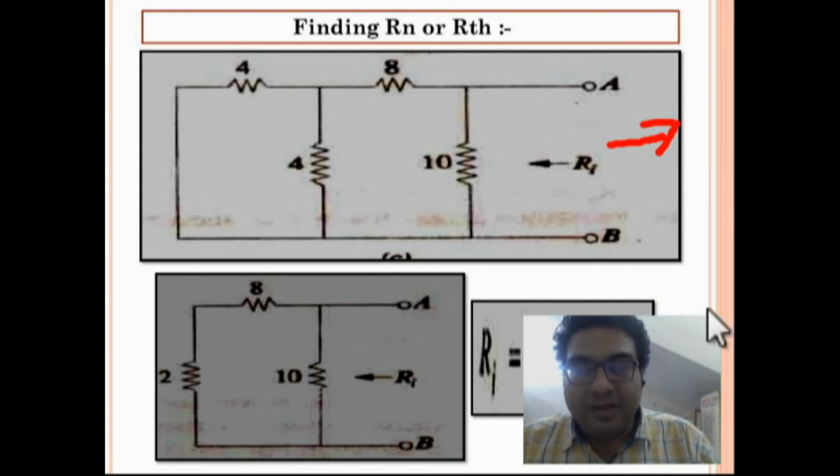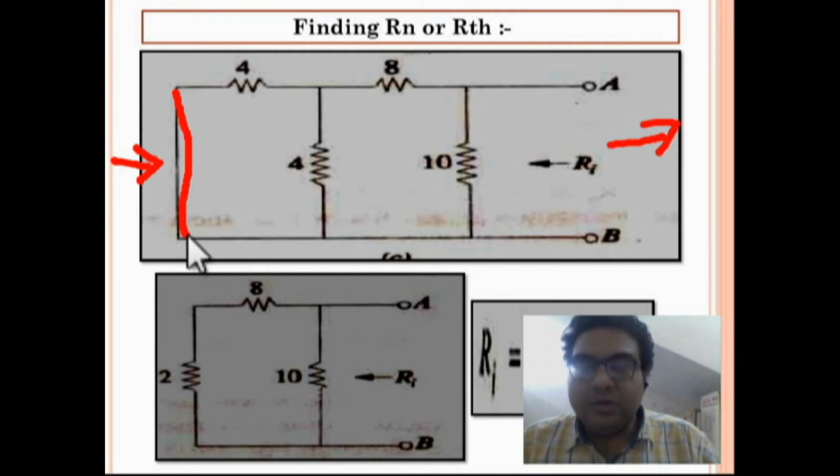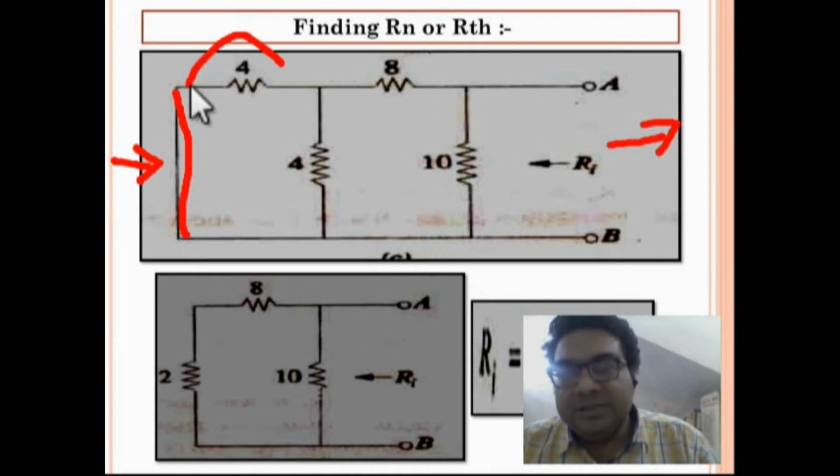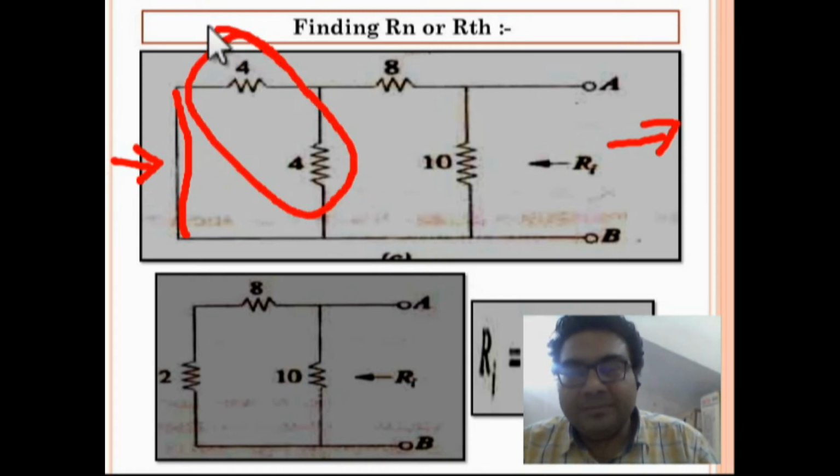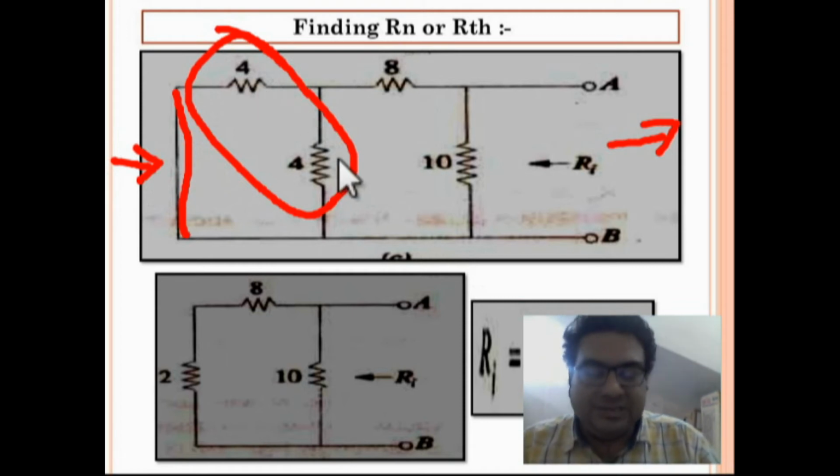And now see from here. From the extreme left you have to solve, and the battery will be replaced by its internal resistance. We have already replaced this battery by its internal resistance, and now start solving by reducing the resistances. So this 4 and 4 will be in parallel. Then 4 into 4, 16, 4 plus 4, 8, 2. Now 2 and 8 will be in series.